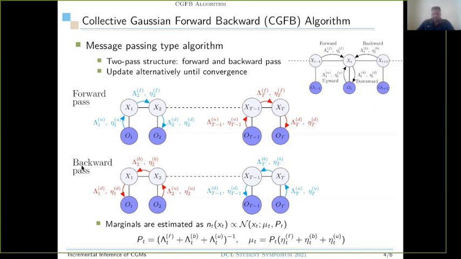This forward pass and backward pass are updated alternatively until the convergence, which is guaranteed. And the marginal distribution parameters, the mean and covariance, can be found via these equations upon convergence.